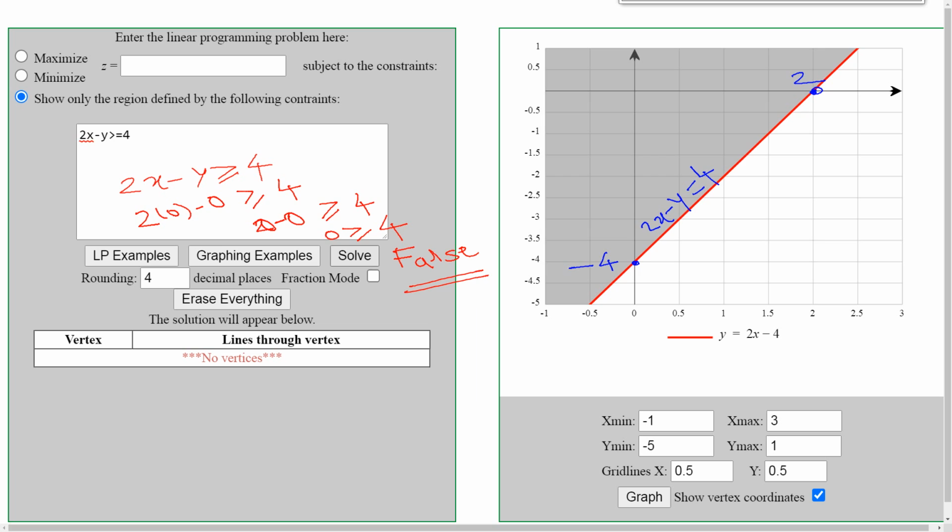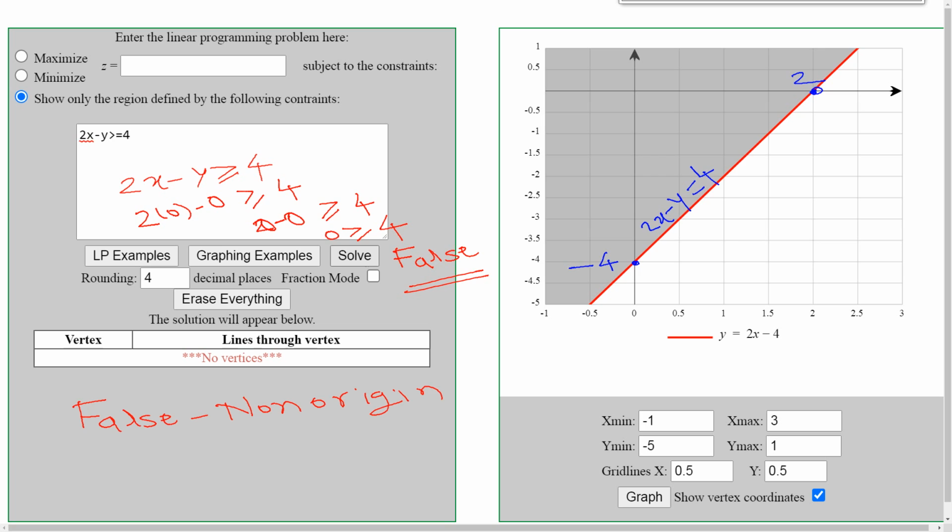2x minus y is greater or equal to 4 means 0 minus 0 is greater or equal to 4. So it is false, and hence the answer is non-origin side. So if we are getting it as false, the answer is non-origin side.